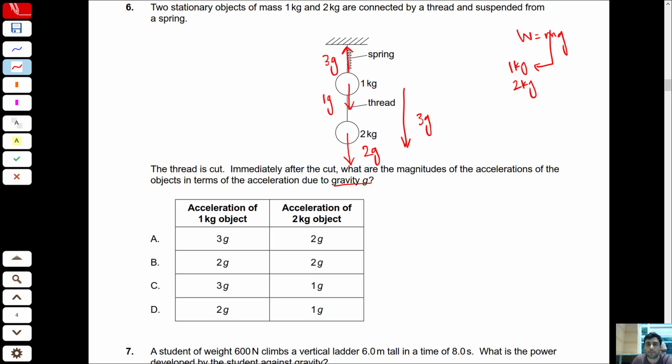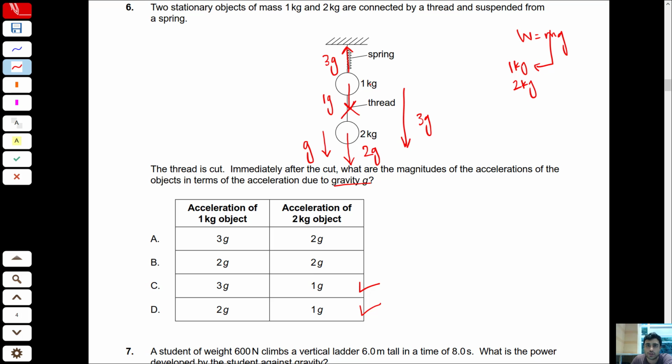The system is stationary. Now when you cut the spring, this 2 kg mass falls freely under the influence of gravity, and the gravity being g. So after cutting the thread, this 2 kg mass falls freely under the influence of gravity. Irrespective of the mass, the gravitational field strength acting on this 2 kg will still be g. So it doesn't matter how big or small this mass is, as long as it's falling freely under the influence of gravity, its acceleration will be just g. So it's either this option or this option. So it's independent of the mass.